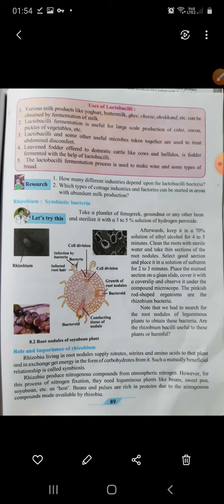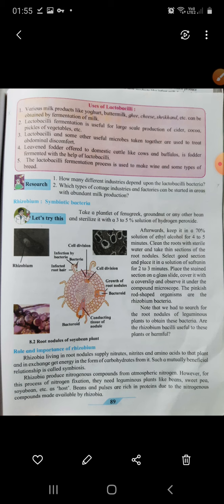Rhizobia produce nitrogenous compounds from atmospheric nitrogen. However, for this process of nitrogen fixation, they need leguminous plants like beans, sweet peas, soybean, etc. as a host. Beans and pulses are rich in proteins due to nitrogenous compounds made available by the rhizobia. The nitrogen which is present in the atmosphere, living organisms cannot use. After fixation, this nitrogen is converted into nitrogenous compounds, and then only we can use it, right? So for this purpose, this type of bacteria are useful.